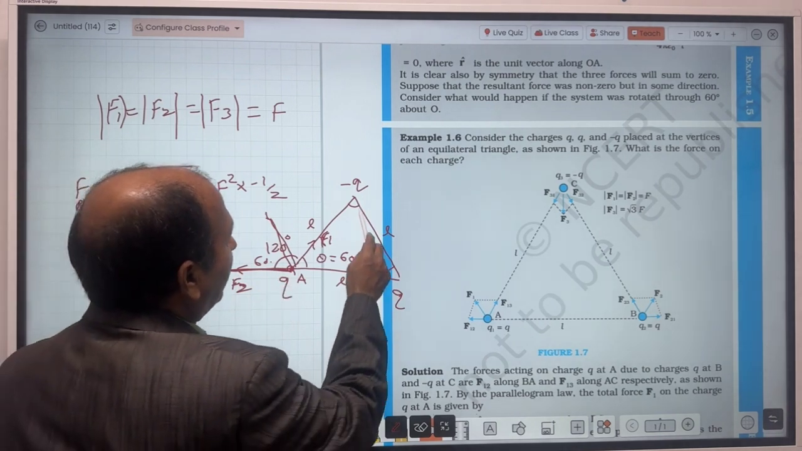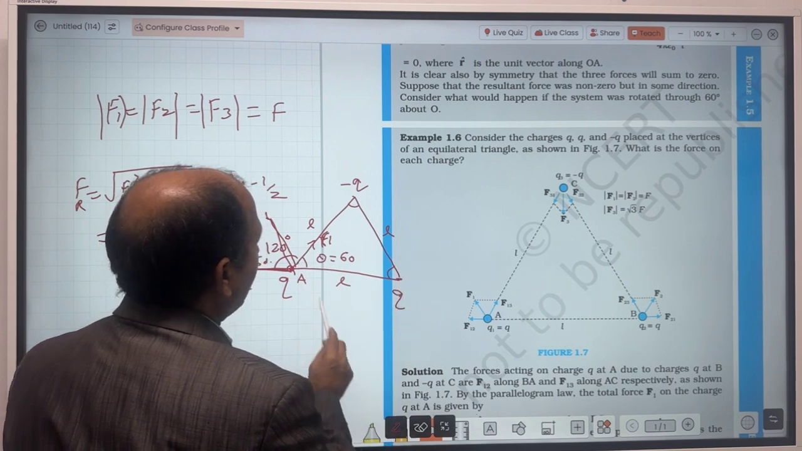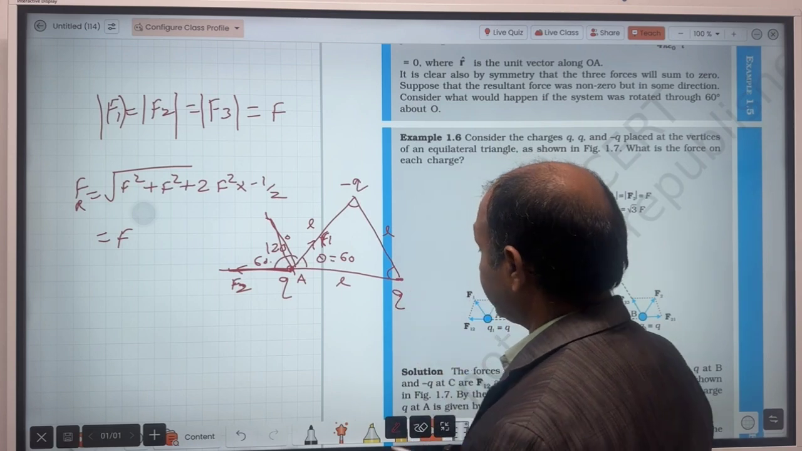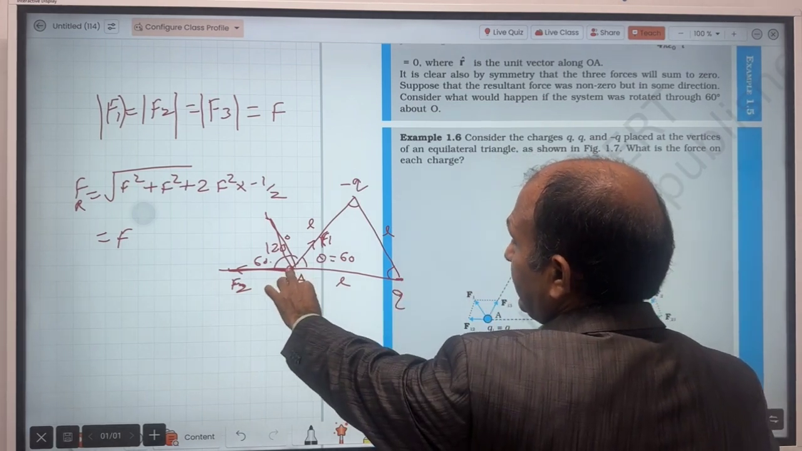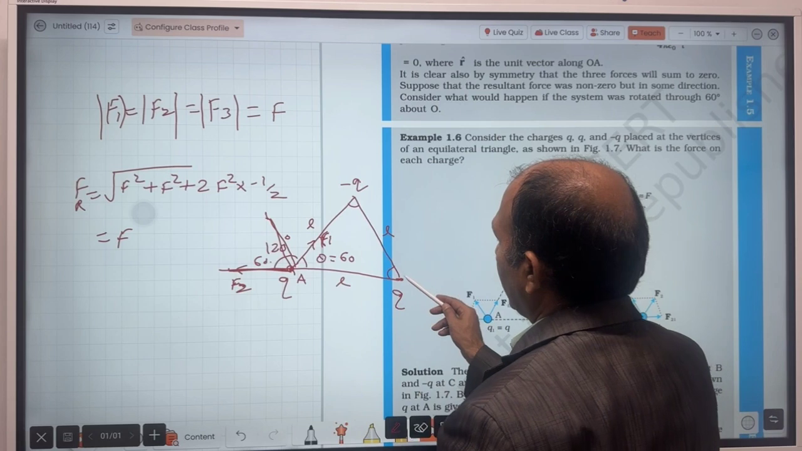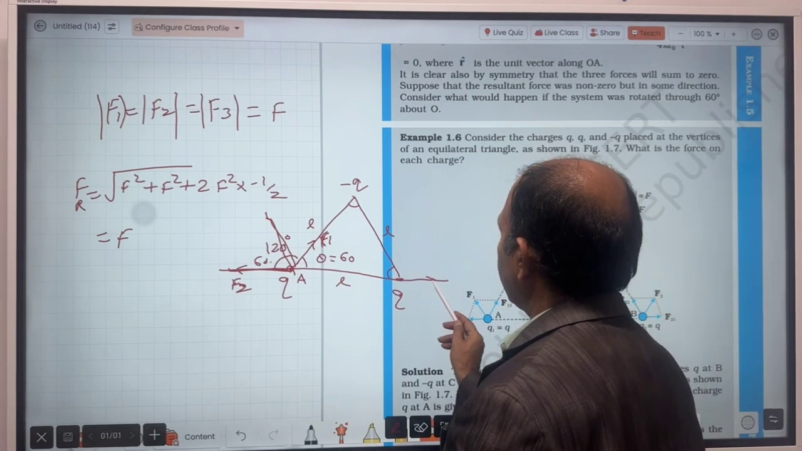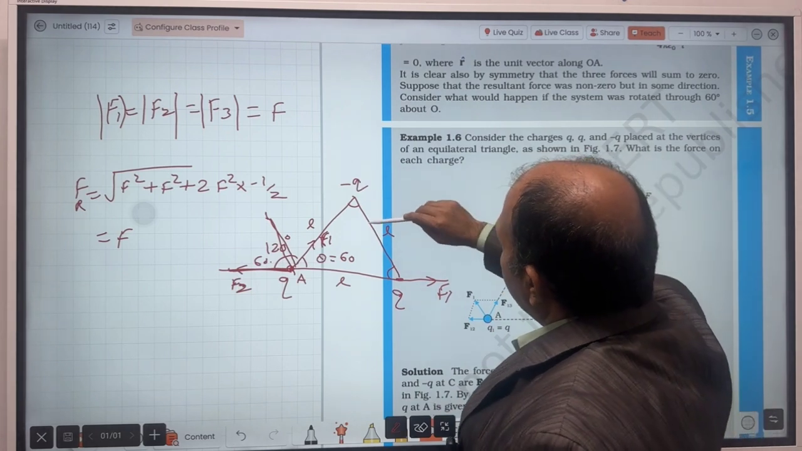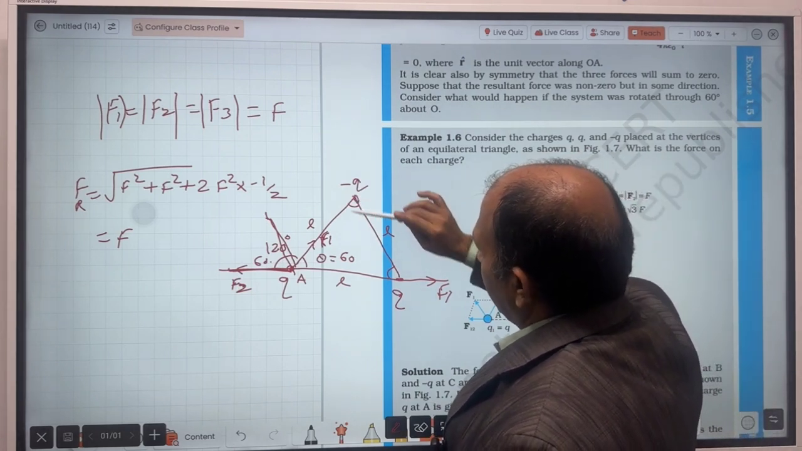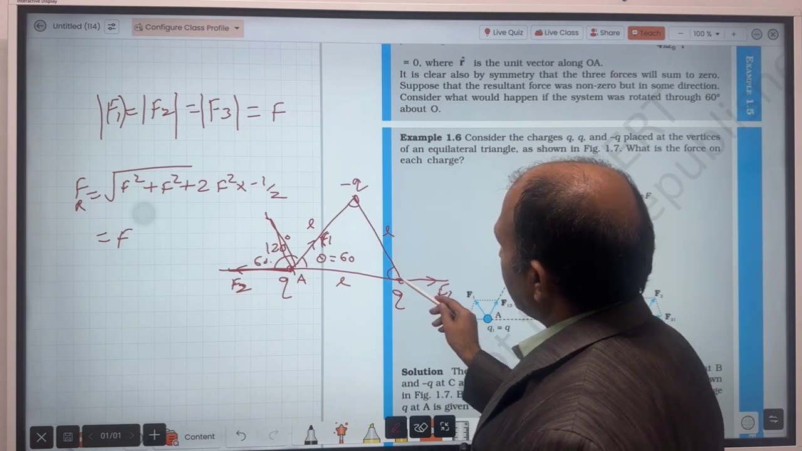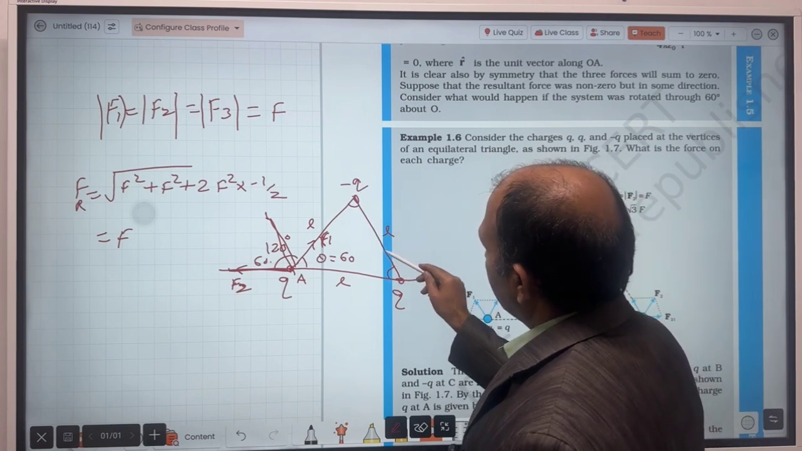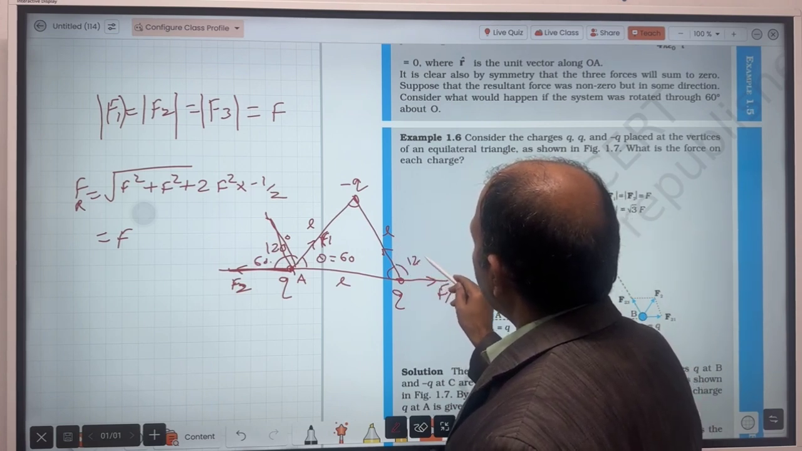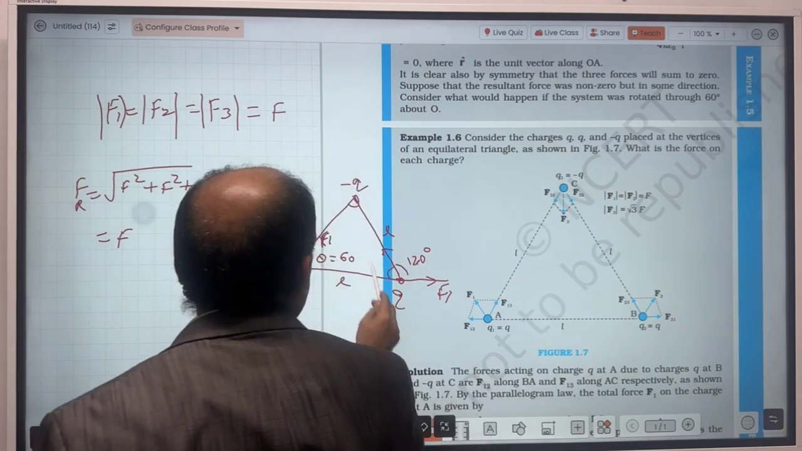Now suppose we want to find out the force at this charge. So what happens? In this case, we assume that this charge is fixed. Then we will see what is the direction of motion of this charge. So definitely it will move in this direction. So say this is F1, and if we assume that this charge is fixed, then we consider the motion of this charge. So definitely it will move in this direction. Again, this angle is 120 degrees. So same result we will obtain.